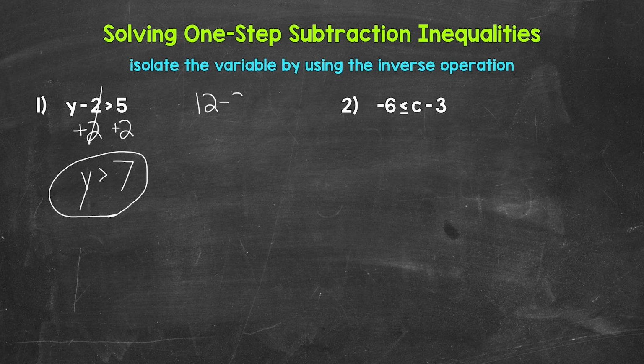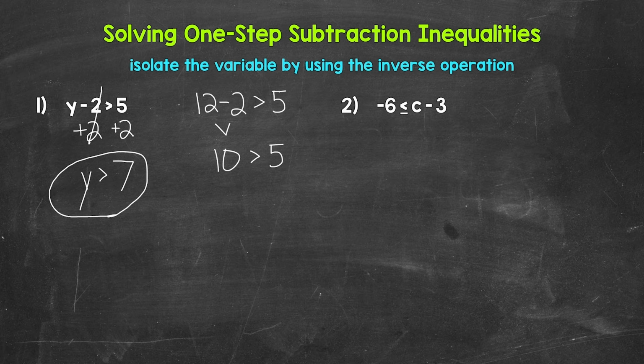We have 12 minus 2 is greater than 5. 12 minus 2 gives us 10. 10 is greater than 5, so this does work. We are correct here. Our answer, again, for number 1, y is greater than 7.